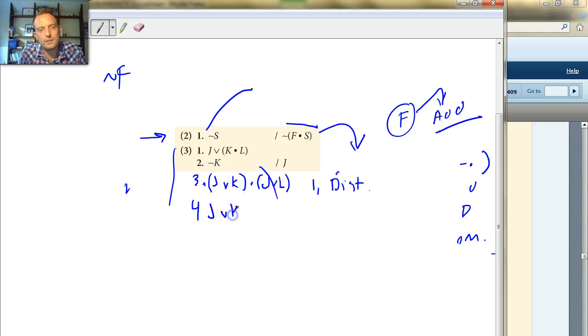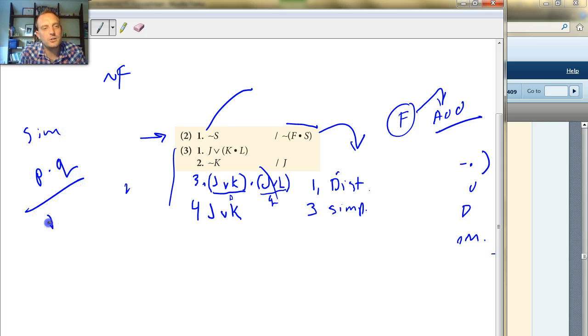That's going to be J or K. Line 3, simplification. That's because this was my P and this was my Q, and the rule of simplification says that if I have P and Q, I can always just simplify to P. So that means I end up here with J or K. Now look, line 2 is not K. If I can do a commutation here, I can then do a disjunctive syllogism. So let's make that K or J.